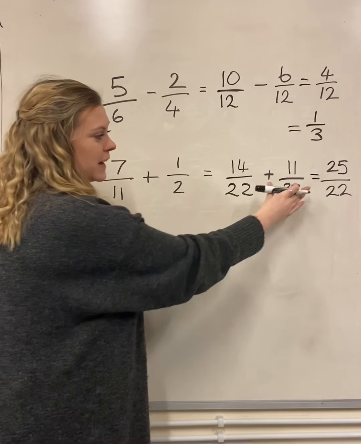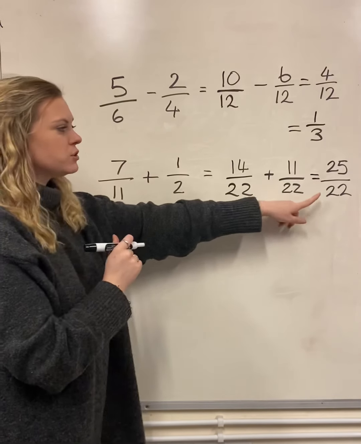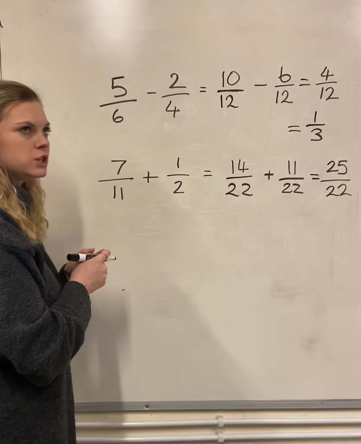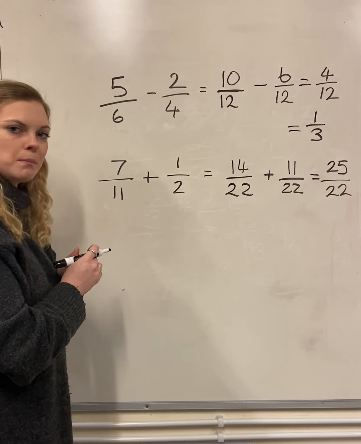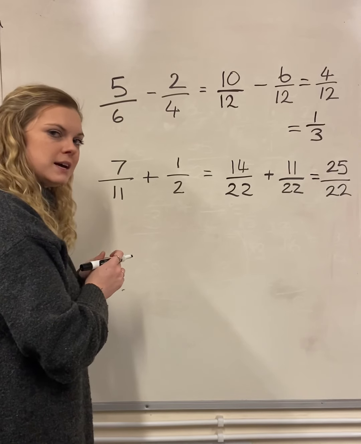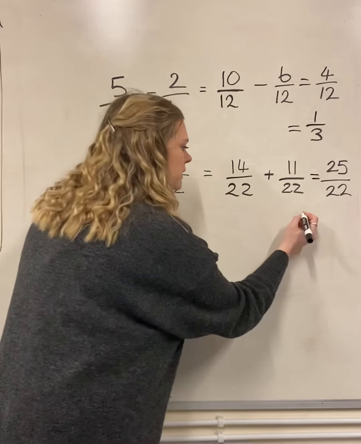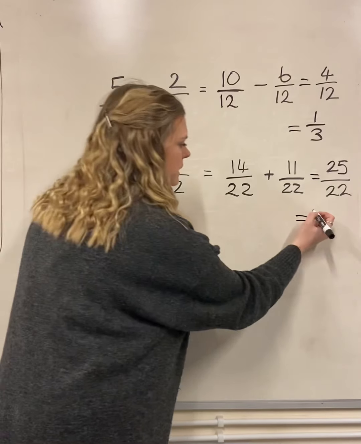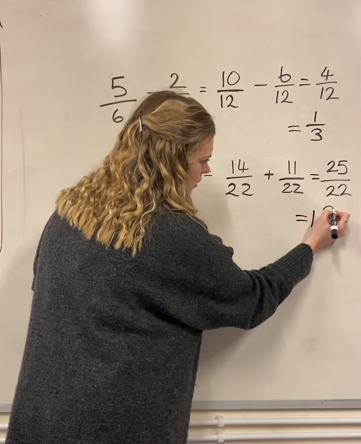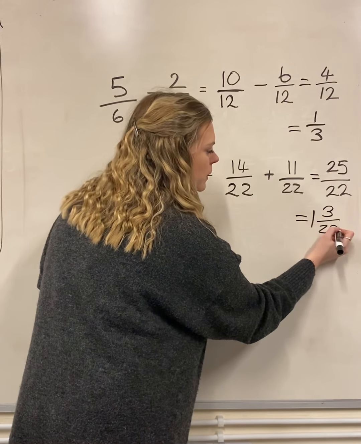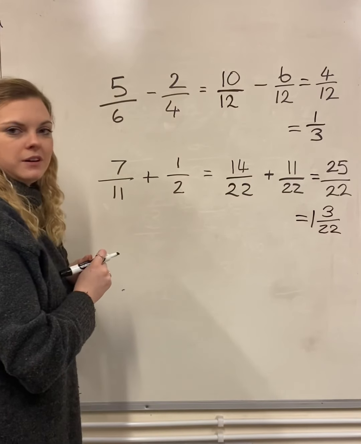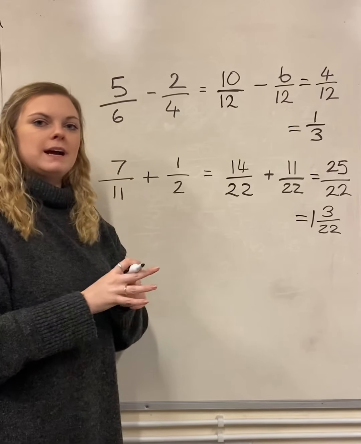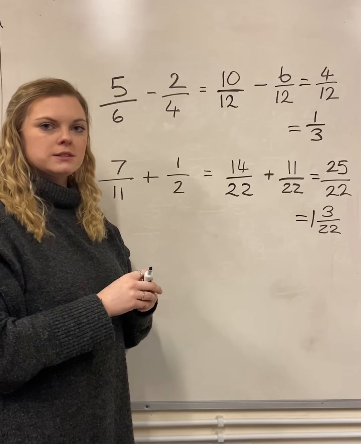So how can I now simplify this? As you notice, it is an improper fraction. So maybe I would want to change it to a mixed number. Do you want to have a go at doing that? See if you can do it quicker than I can. That would be 1 and 3/22. Okay, but again, either of those answers are fine. They are both the right answers. They're just written in different ways.